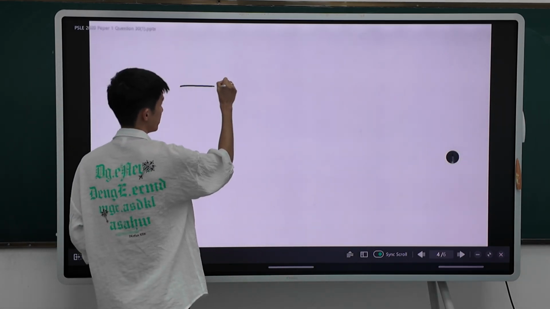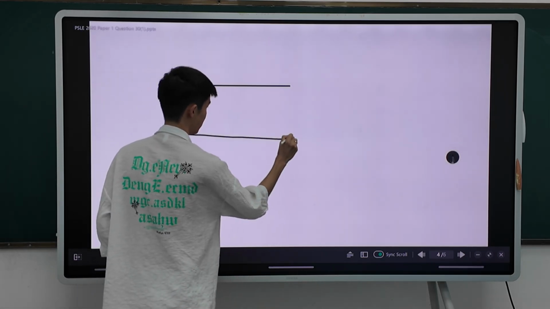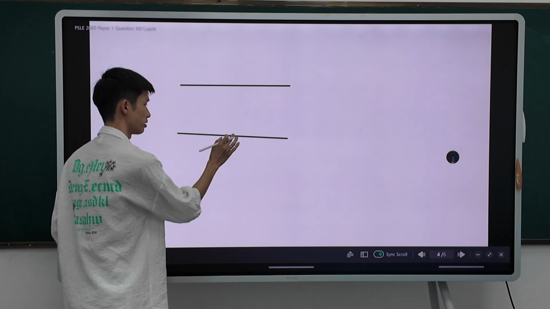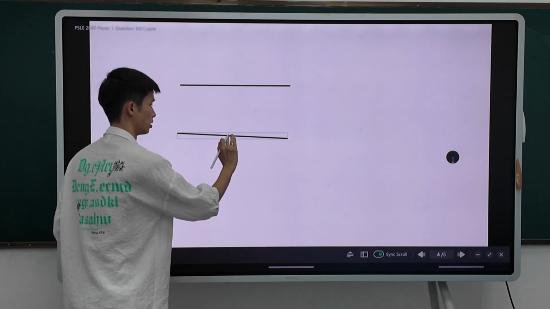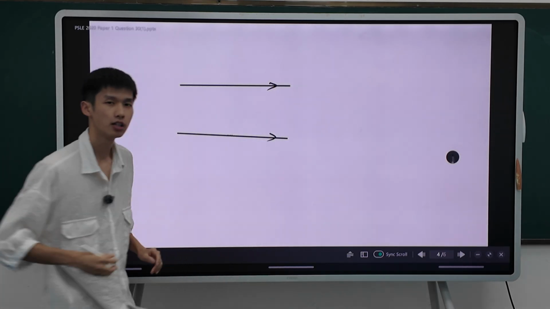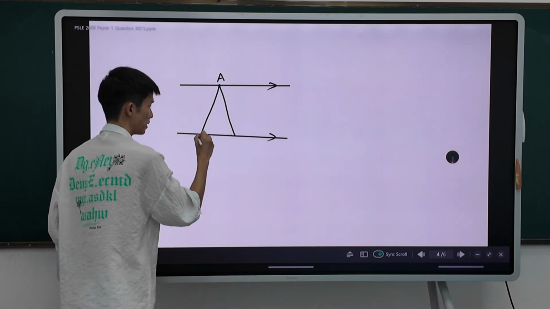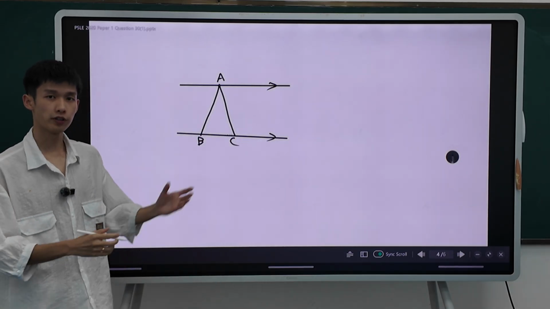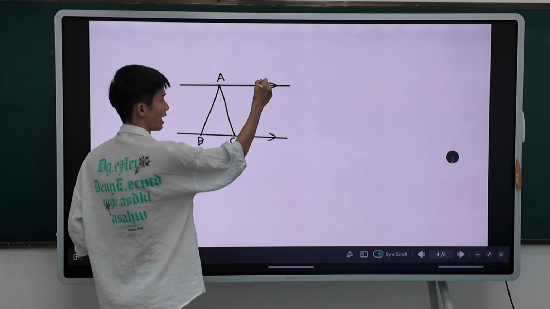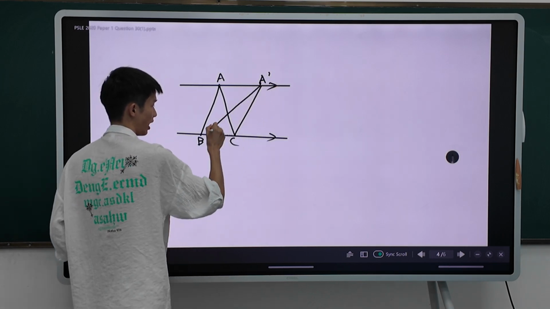Now, what I'm going to have is one line, and draw another line that is parallel to this line. Oh, a bit slanted, let me change it. Okay, that's it. So we have two parallel lines. And now, inside these parallel lines, let me create a triangle A, B, and C. For this triangle, BC is the base and the tip is on the other parallel line. Then I draw another point, A dash, and connect BA dash and CA dash.